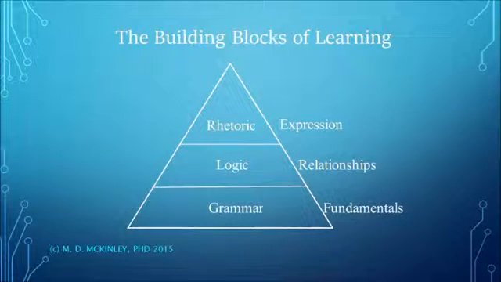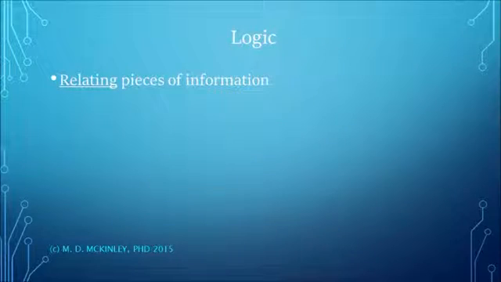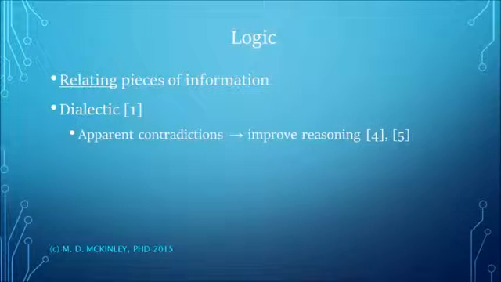Another way of looking at this is grammar is at the bottom of the trivium pyramid, upon which logic and then rhetoric are built. Once you have grammar, use logic to relate these pieces of information. During the Middle Ages, logic meant dialectic. Dialectic improves your reasoning by giving you apparent contradictions to solve.